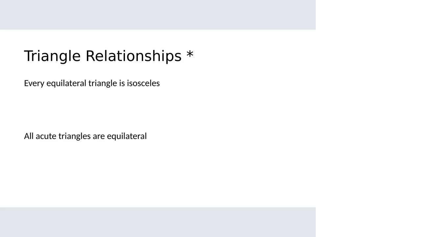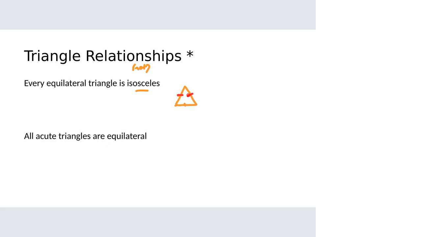Every equilateral triangle is isosceles. So I'm going to see if I can draw an equilateral triangle that's not isosceles. So I'm going to draw myself an equilateral triangle. All three sides are the same. Well, to be isosceles, I just need at least two sides the same. And as I look at this triangle, I can see, well, those two sides are the same, so it's isosceles.